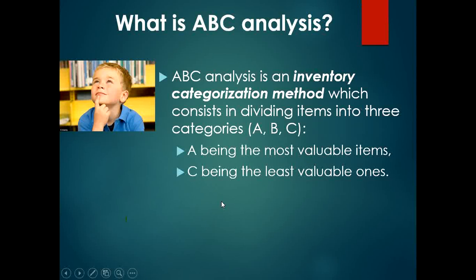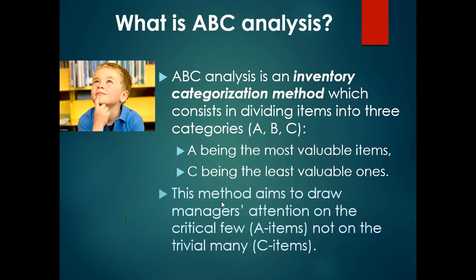If we categorize the most valuable as A items and the least valuable as C items, then this method aims to draw the manager's attention on the critical few, or A items, not on the trivial many. If the manager is aware that A items are critical or have more value, then he will have a critical view or attention on A items, and C items he will neglect.